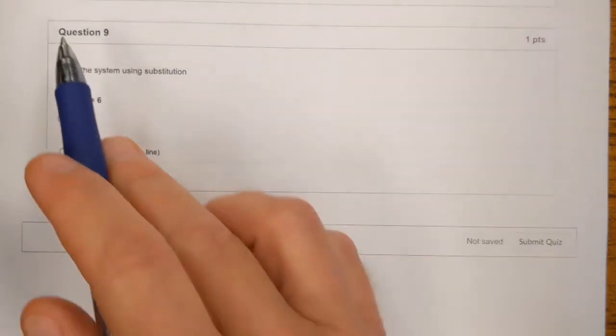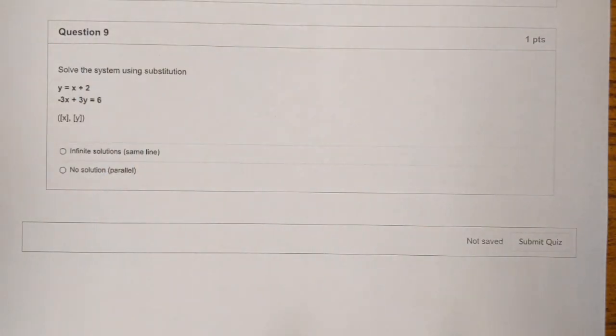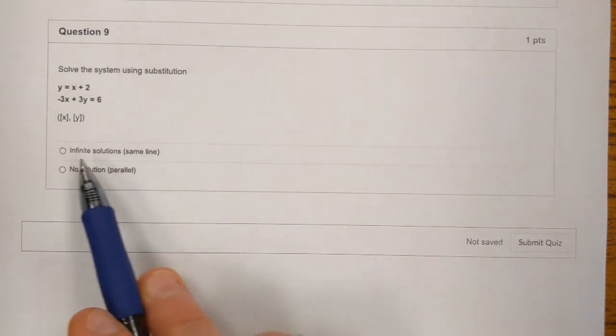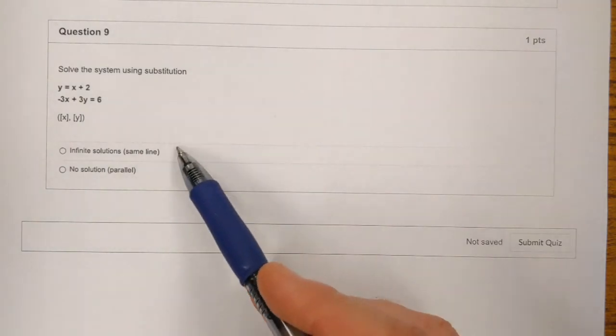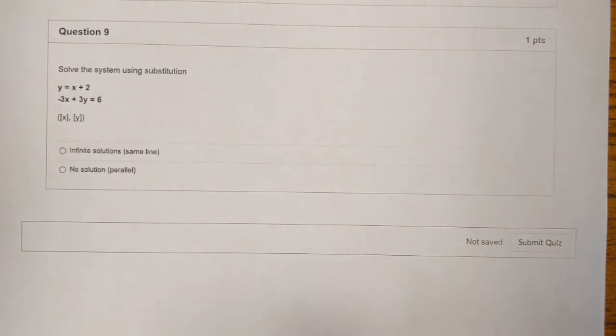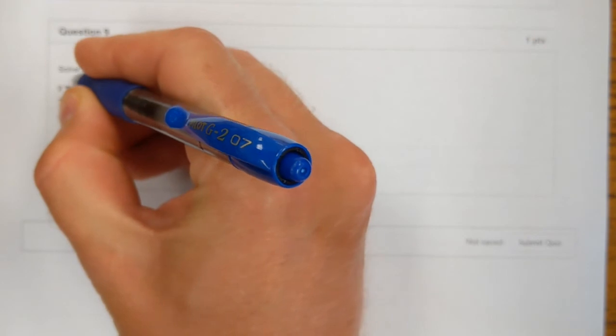All right, and then we're going to end by going over question 9. So my question is, how would we know? Sometimes, remember, two lines could be parallel and they never cross and they never have any solutions. Likewise, sometimes the two lines can be identical to each other and they can have infinite solutions. How do we know the difference between the two? And what's this going to look like with the substitution method?